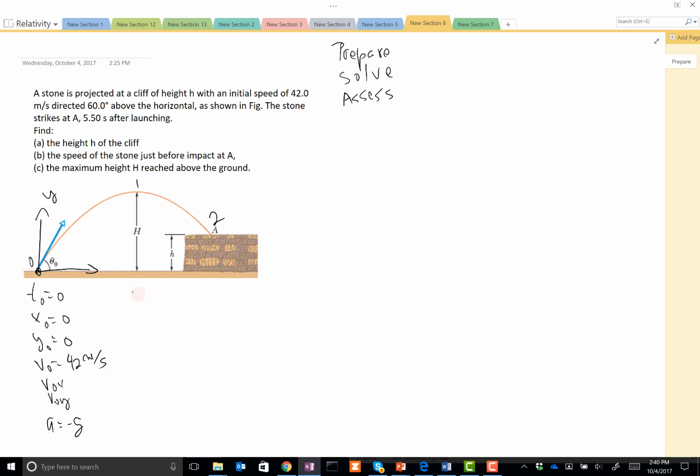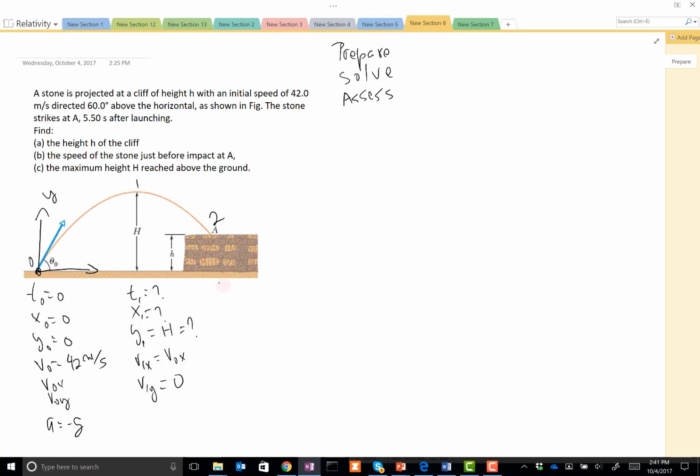Let's see at 1, what do we know? Well, we don't know the time, t1. x1, we don't know that. y1, we also don't know that, but that is capital H, and that is one thing that we need to find. v1x, we know that because that is v0x, that never changes, and v1y, we know that is 0 because that is the maximum height.